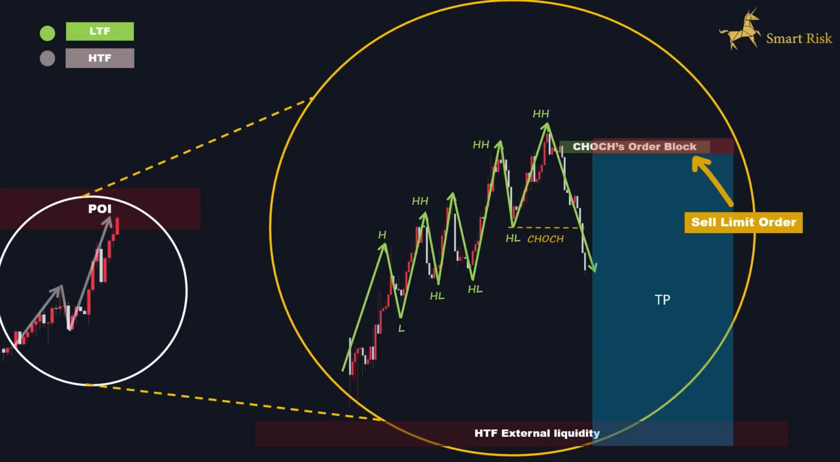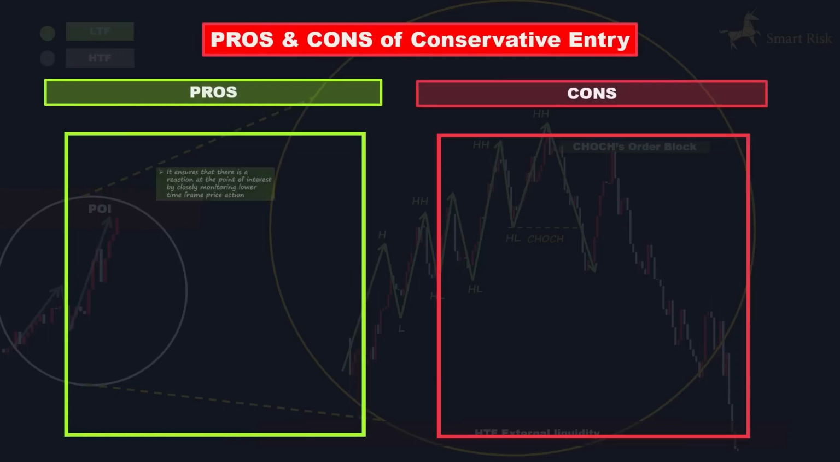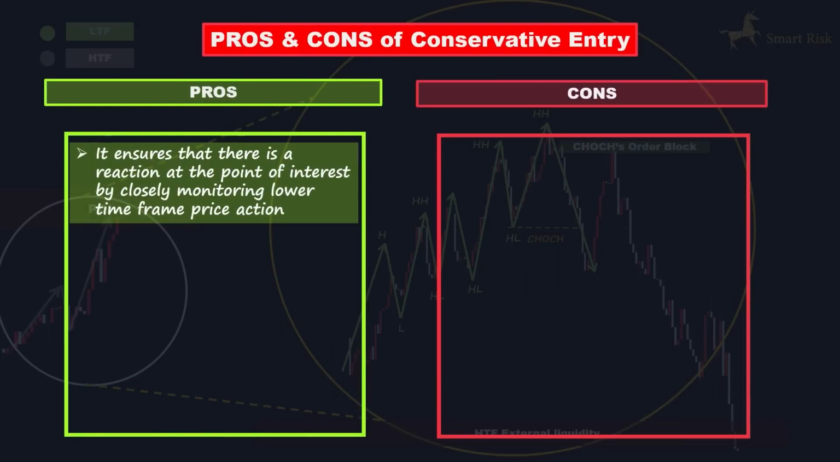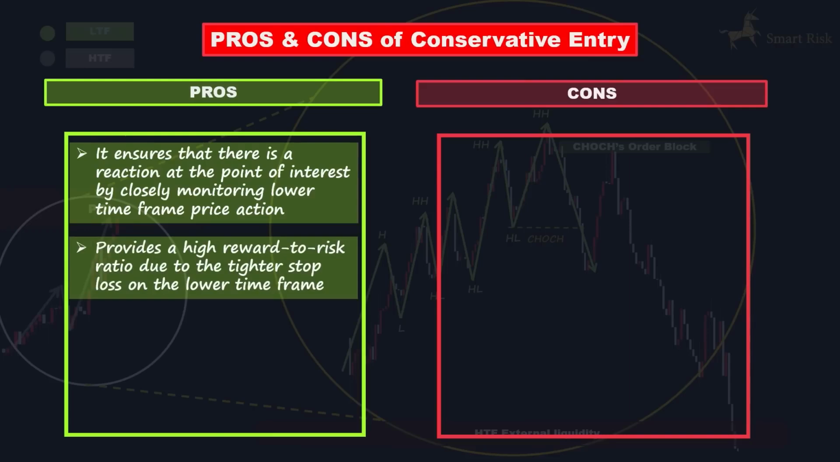With a stop loss set a few pips above the highest point of the zone. And for the take profit, we set it at the external liquidity of the higher time frame. The pros of this entry setup are that it ensures a reaction at the point of interest by closely monitoring lower time frame price action, resulting in a higher reward-to-risk ratio due to the use of a tighter stop loss on the lower time frame.